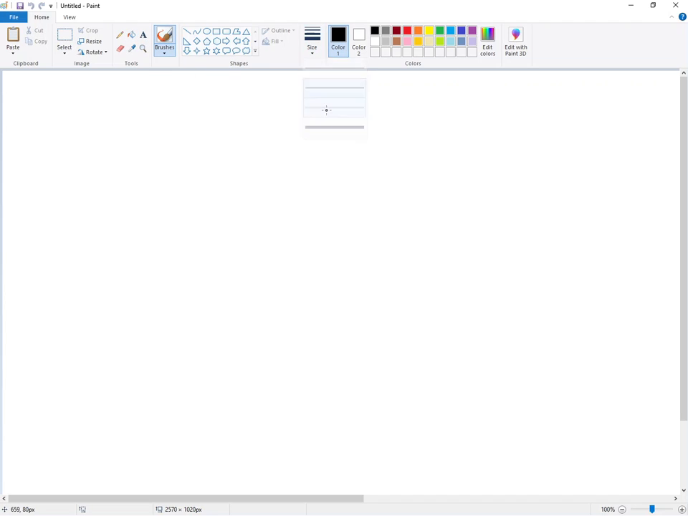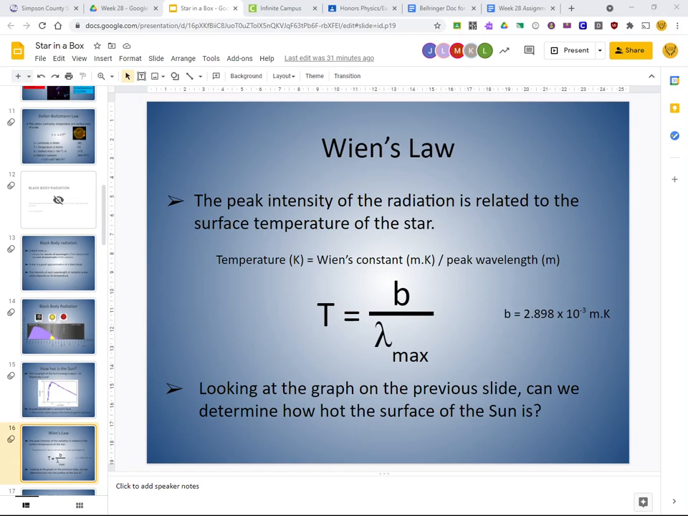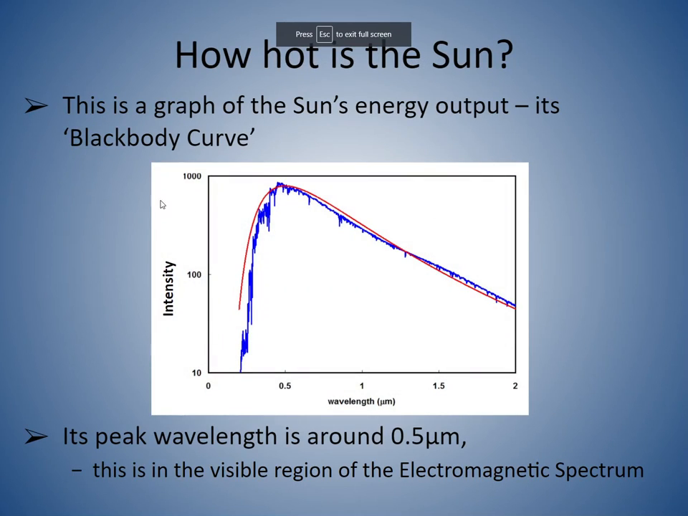All right, so I'll get a larger pen size here. I'm going to write down the information. I'll bring it back over here. All right, so temperature is going to be equal to B divided by peak wavelength. B is equal to, again, just a constant. You don't have to memorize these. You'll have them, obviously. 2.898 times 10 to the negative third. And then we saw that the peak wavelength for our sun, for our star here, is 0.5 micrometers.